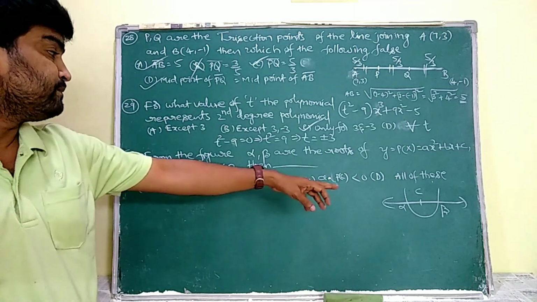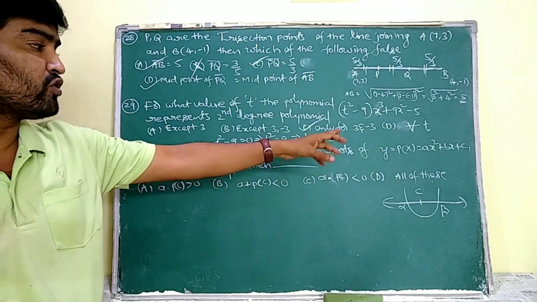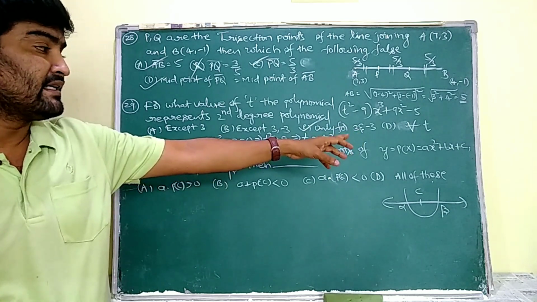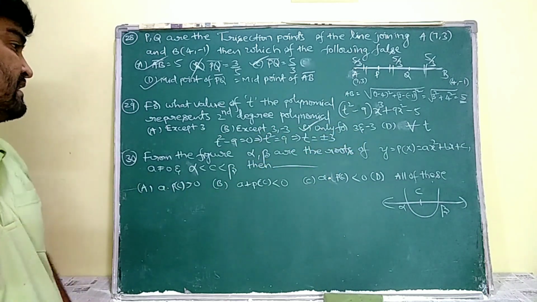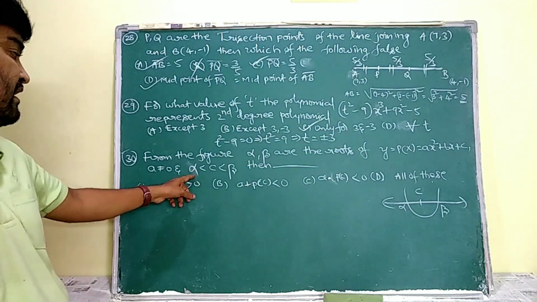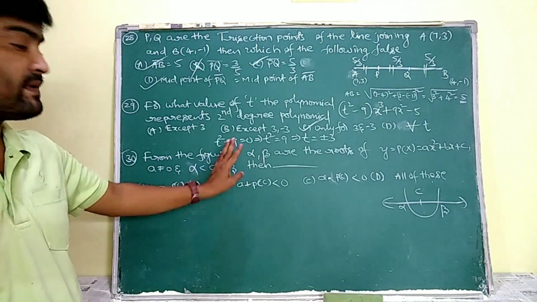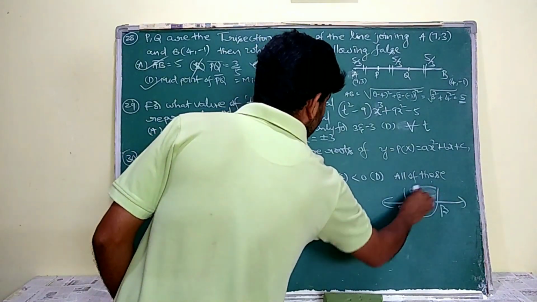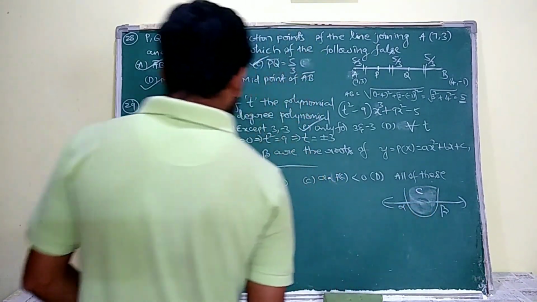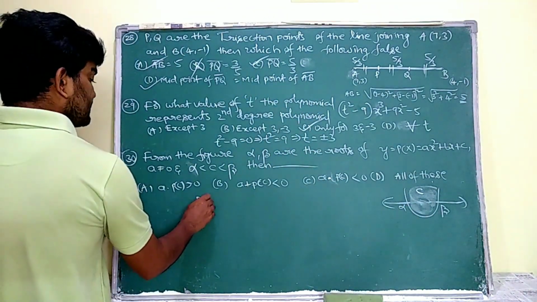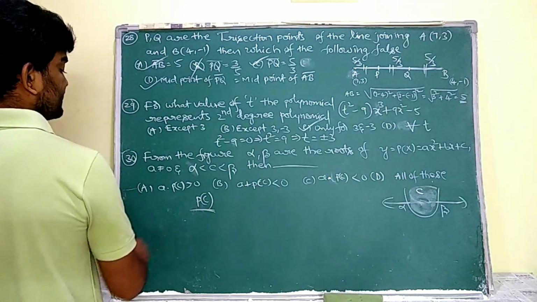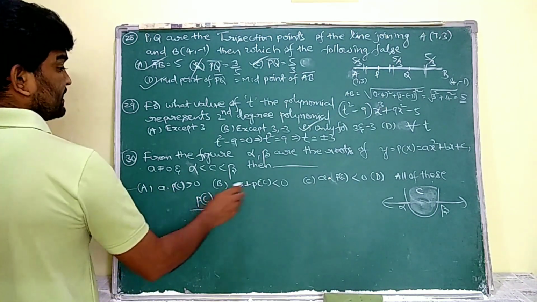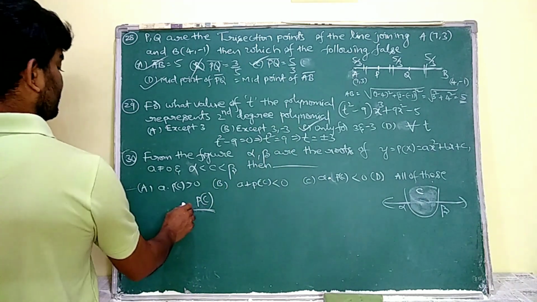From the figure, the roots of y is equal to p of x is equal to ax square plus bx plus c, where alpha is less than c is less than beta. We know that in this region the function is positive. So p of c is positive here, and we know that the curve is upwards. So a is also positive.